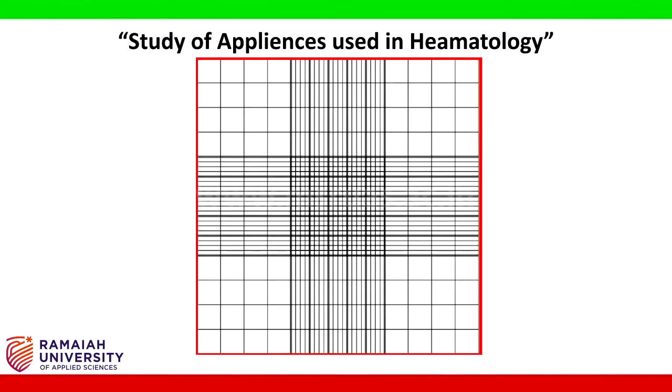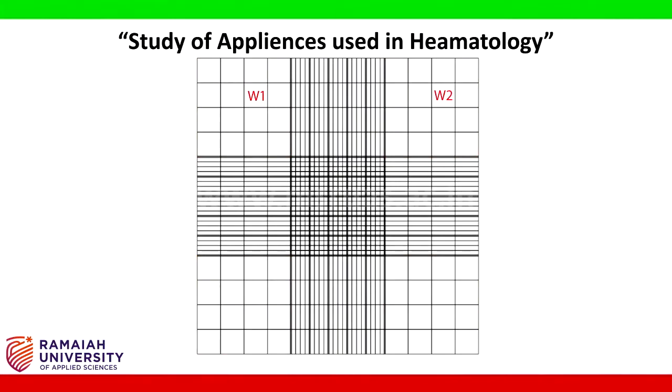Each counting grid measures 9 mm square. It is divided into 9 large squares, each 1 mm square in dimension. Of these 9 squares, the 4 large corner squares are lightly etched and each is divided by single lines into 16 medium sized squares. These 4 squares are employed for counting leukocytes and are therefore called WBC squares.